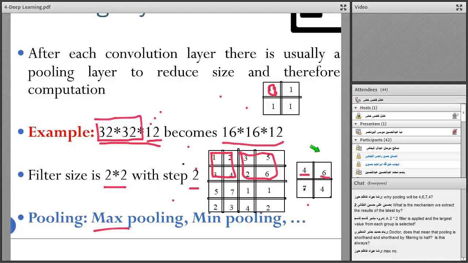And the final point is that in the pooling layer, we don't have learning. It means that the values inside the filter are not changed. All the time, they are 1. And we only want to reduce the size of the output of the convolution. Okay, thank you.